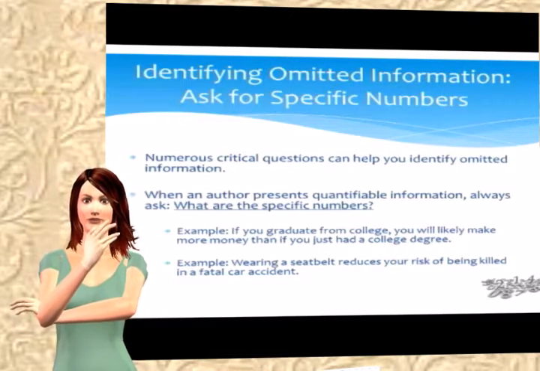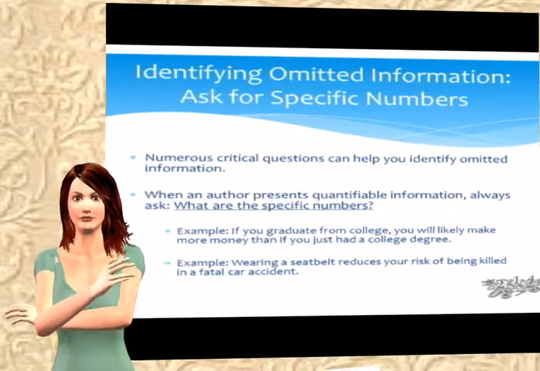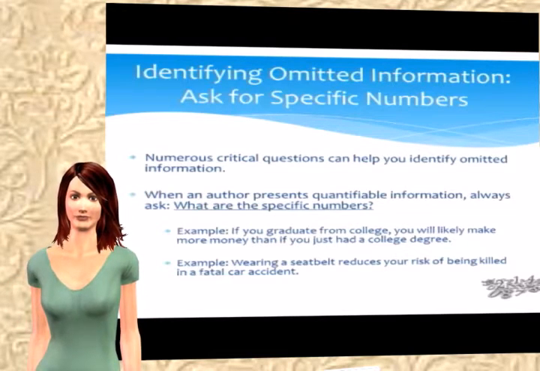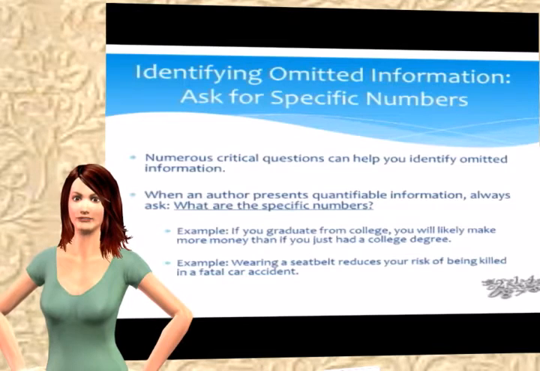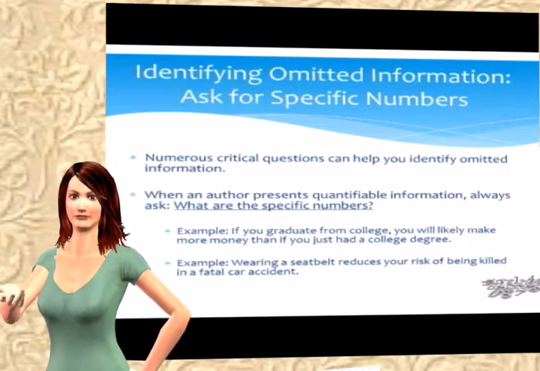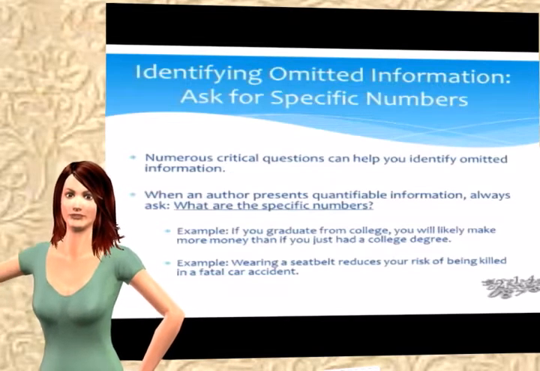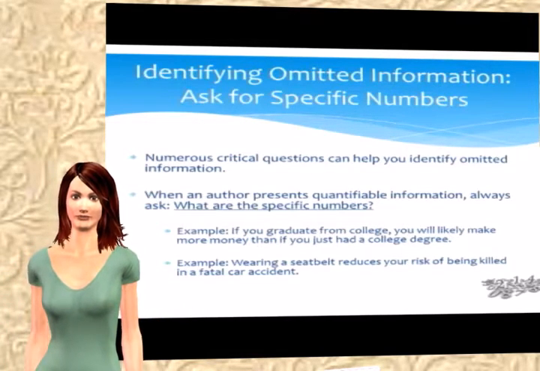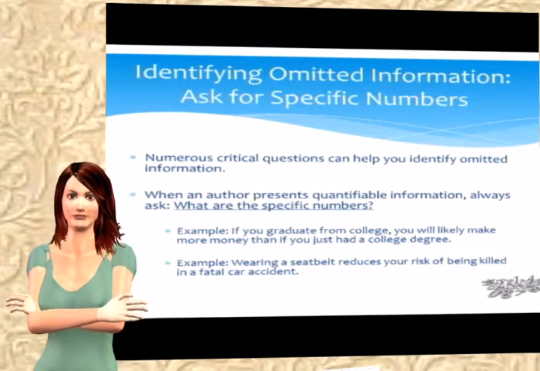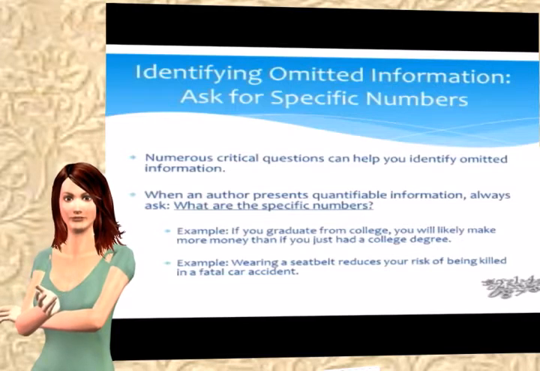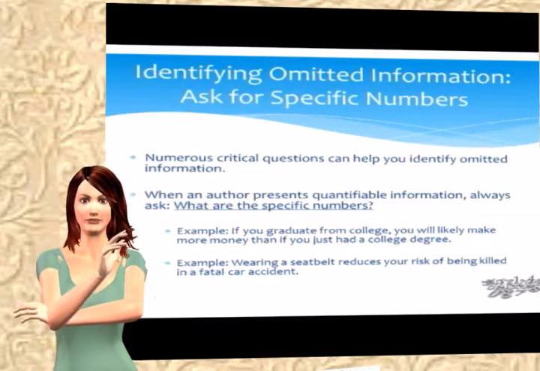Another example, wearing a seatbelt reduces your risk of being killed in a fatal car accident. Okay, but how much? How much of a reduction there? So the information here by the author is just presenting these trends to you as general statements. What they're leaving out are the specific numbers. And you as a critical thinker would want to ask about specific numbers, right? What's the exact increase in risk?